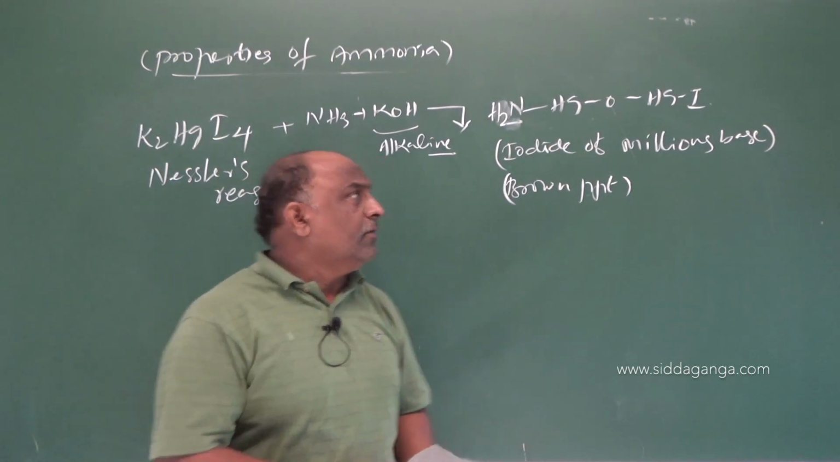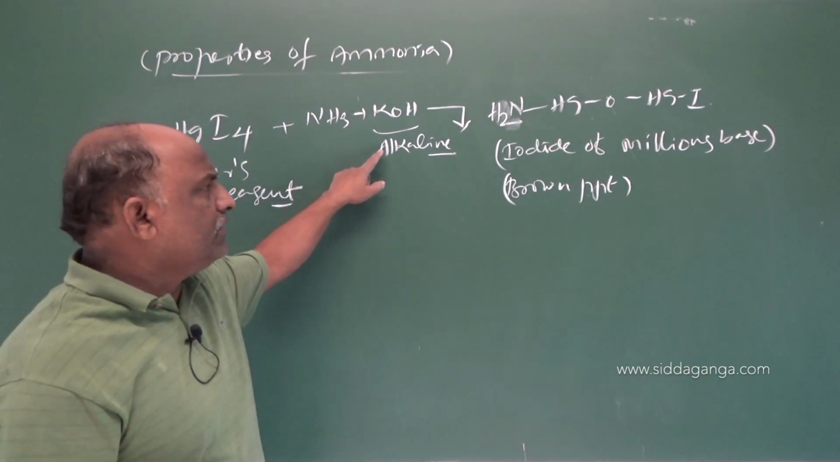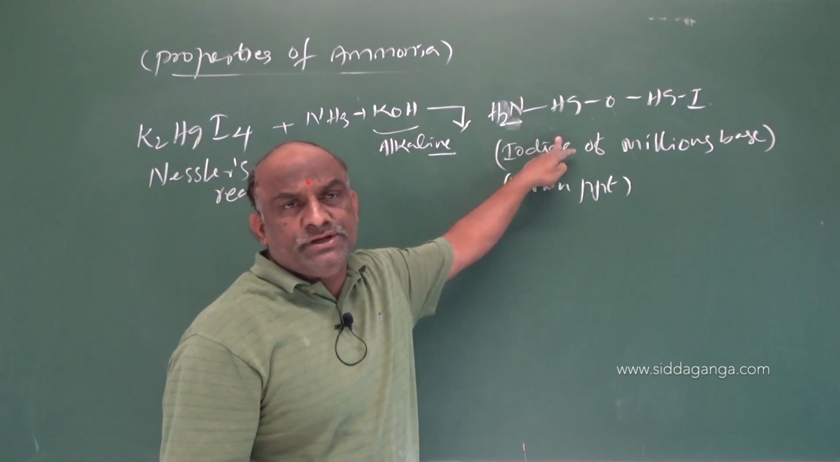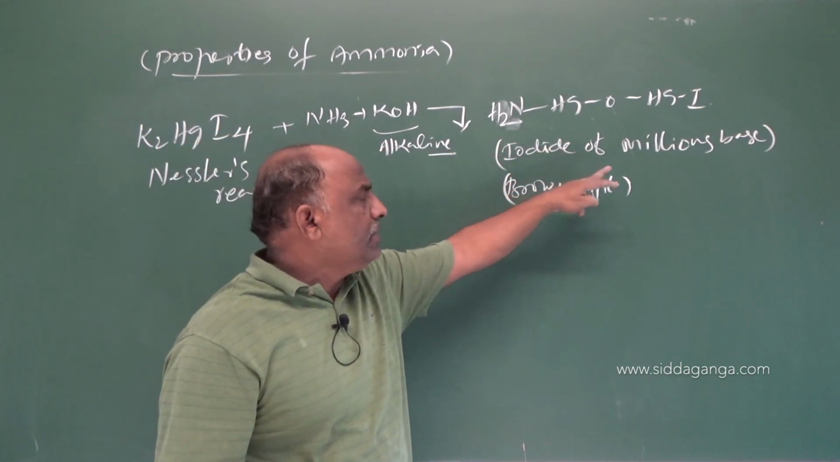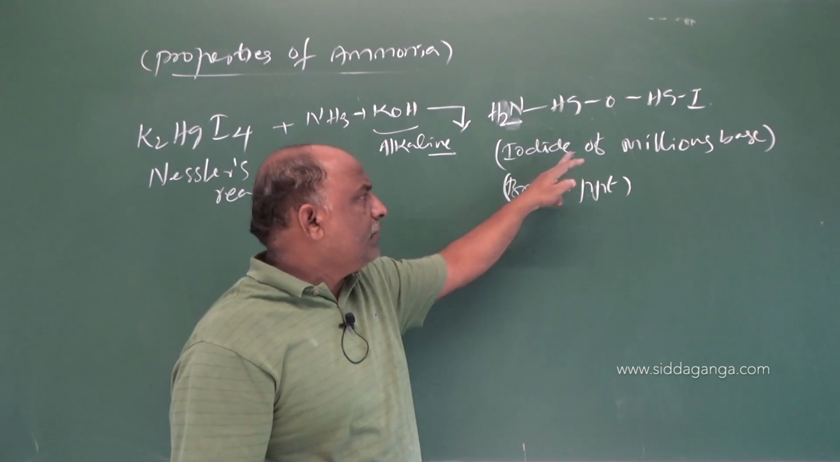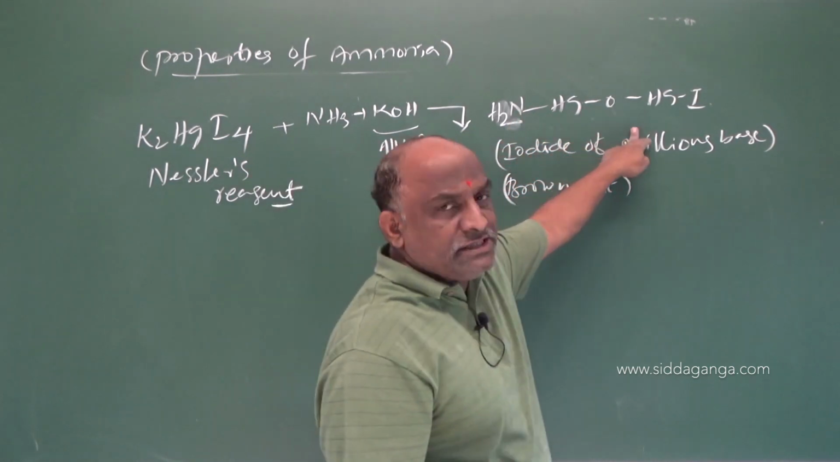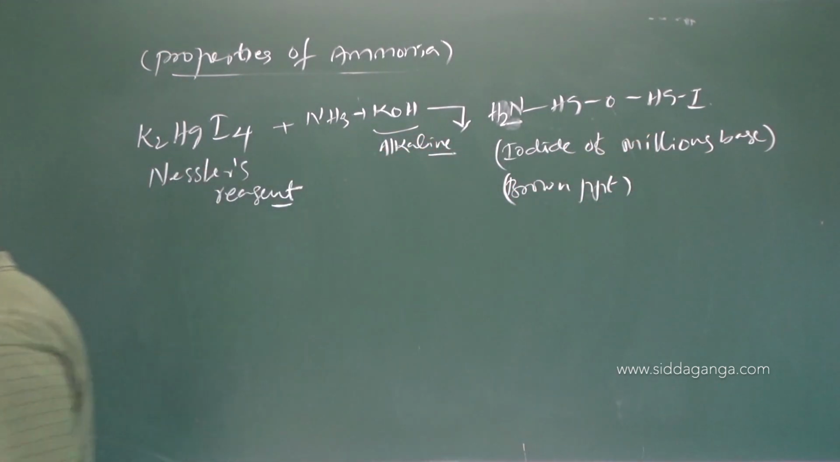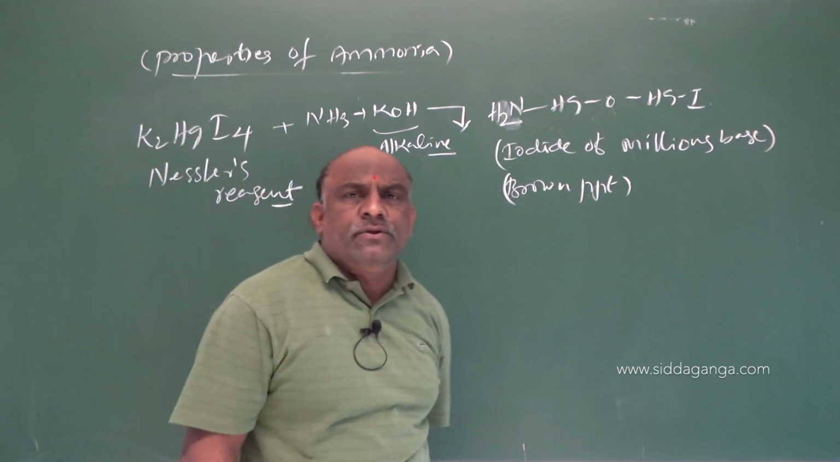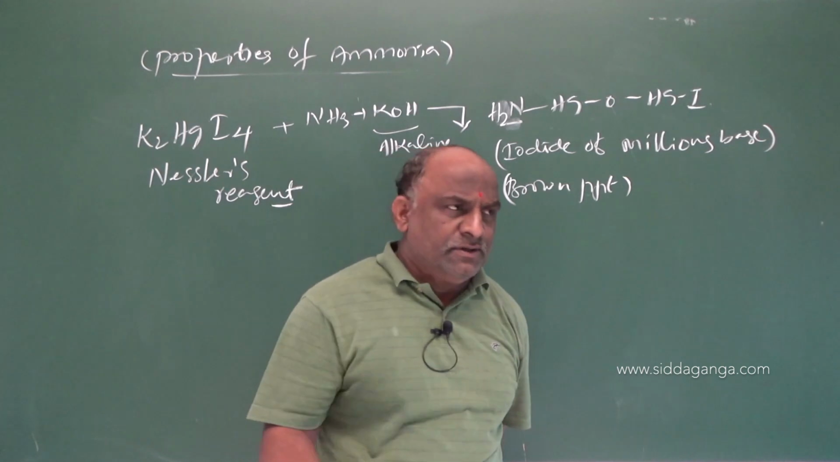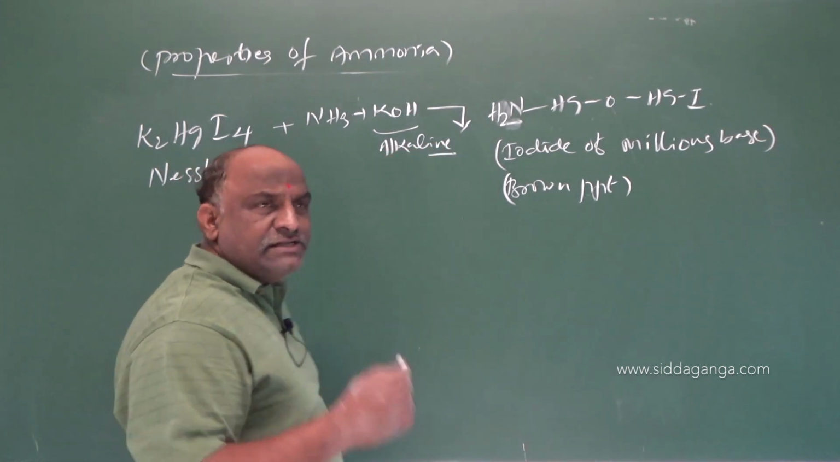Clear? So make a note, this reaction is important because it was a previous entrance question. The formula of the iodide of Millon's base, the brown precipitate, is NH2HgOHgI. And next, some additional reactions are there. What are the additional reactions? You can just revise these reactions.